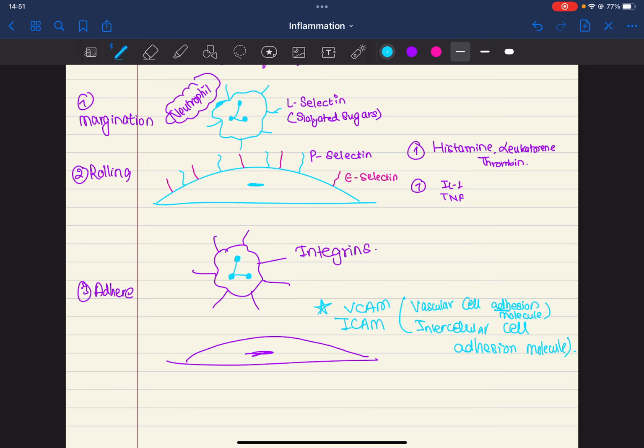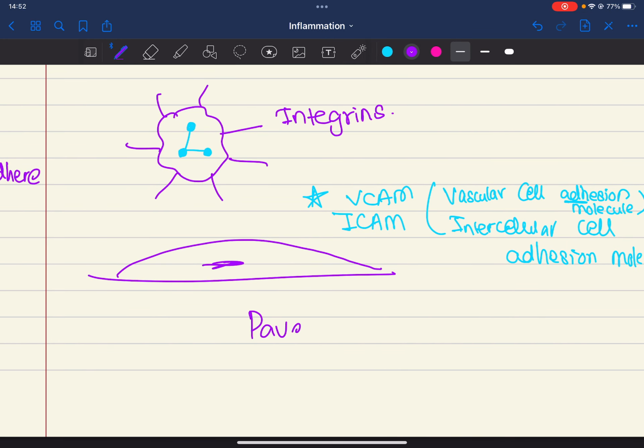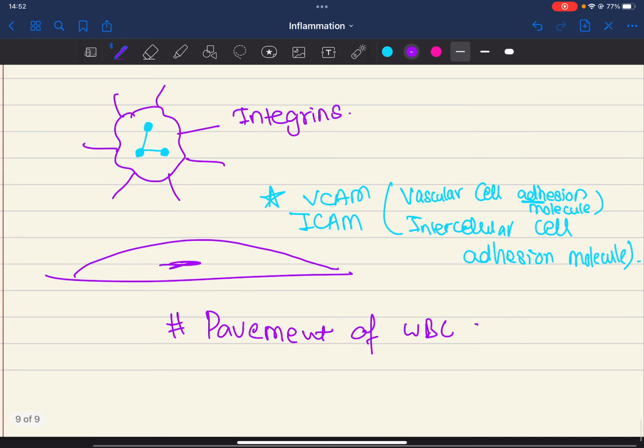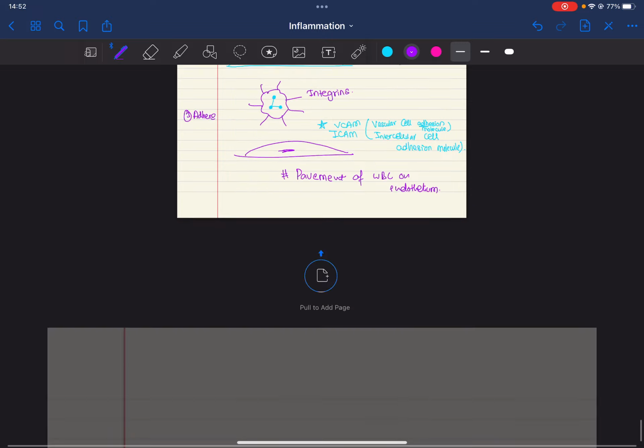Now imagine every WBC was marginalized. They were going to the margin. They were rolling and rolling on the endothelium, and now they halt. Now they are adhered. This is called pavementing, because many WBCs will now adhere to the endothelial membrane, forming a pavement of WBCs on the endothelium.